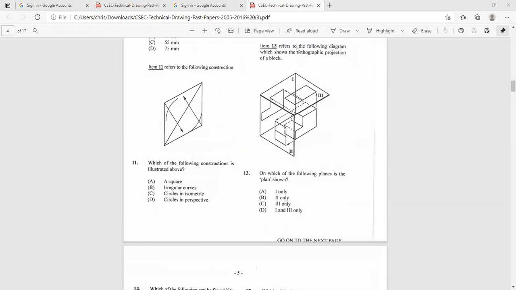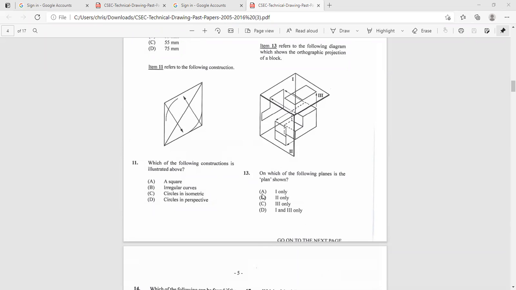Item 31 refers to the following diagram, which shows the orthographic projection of a block. Orthographic projection is when you see the top view, the end view, and the front view here. On which of the following planes is the plan? The plan is the top view, and the plan would be this one right here. This would be the end view.